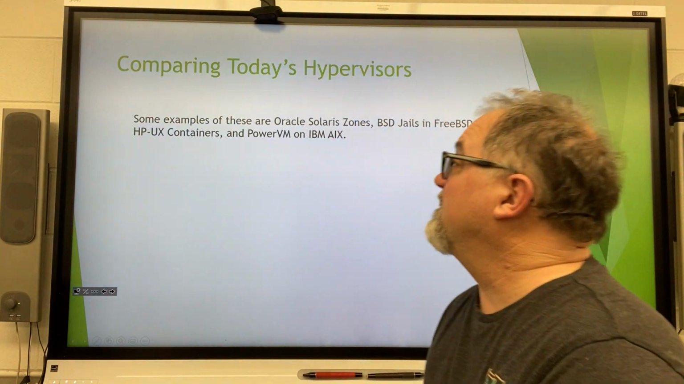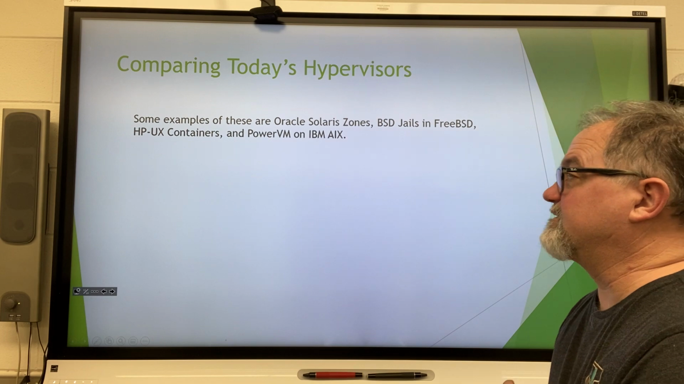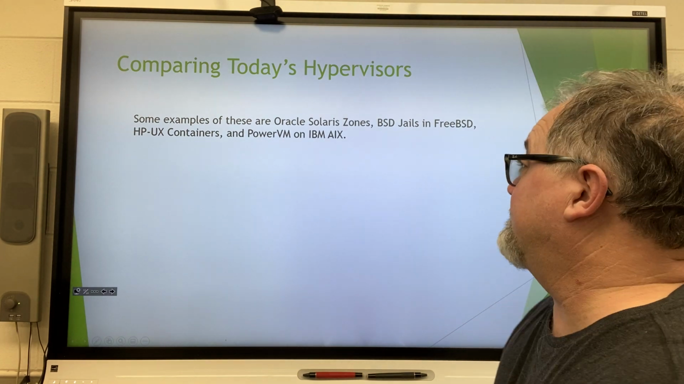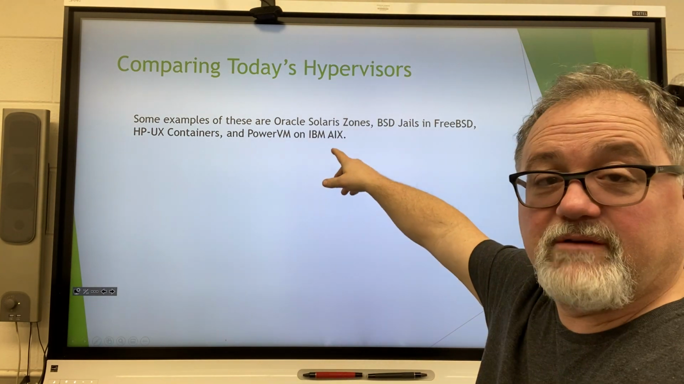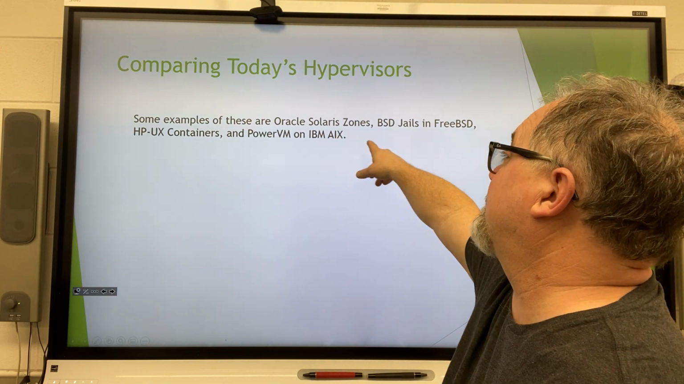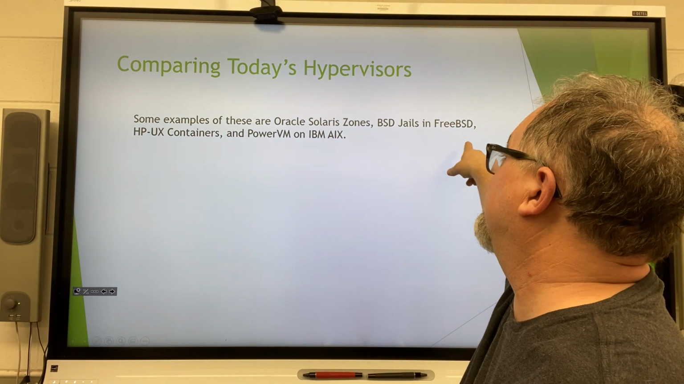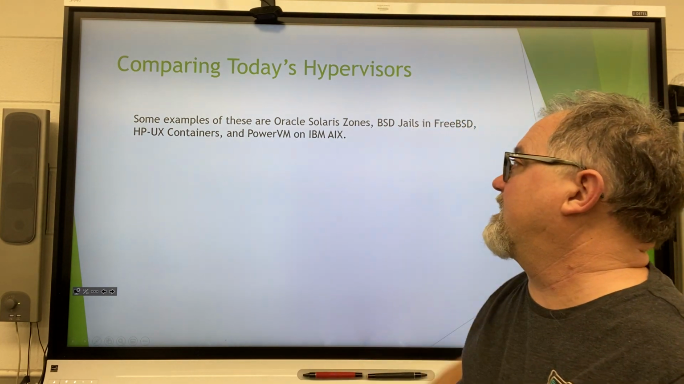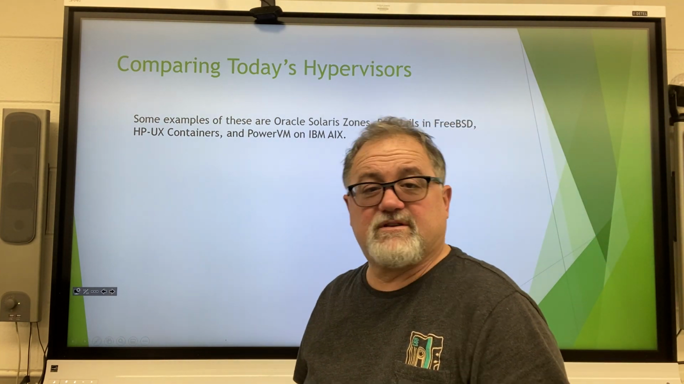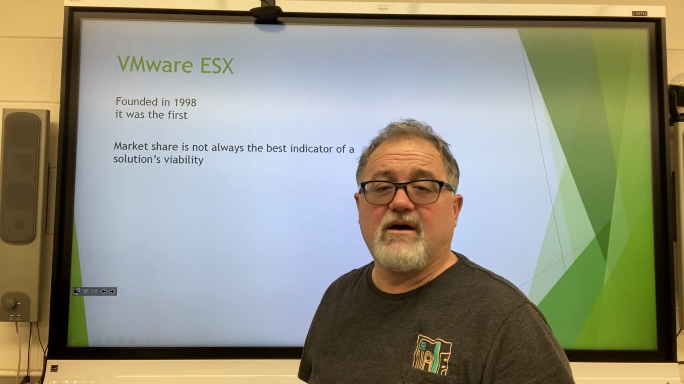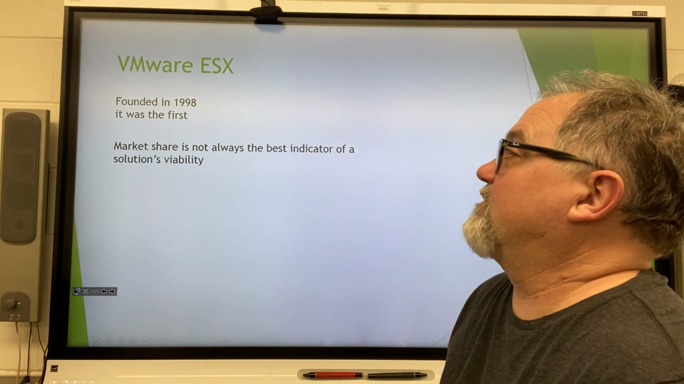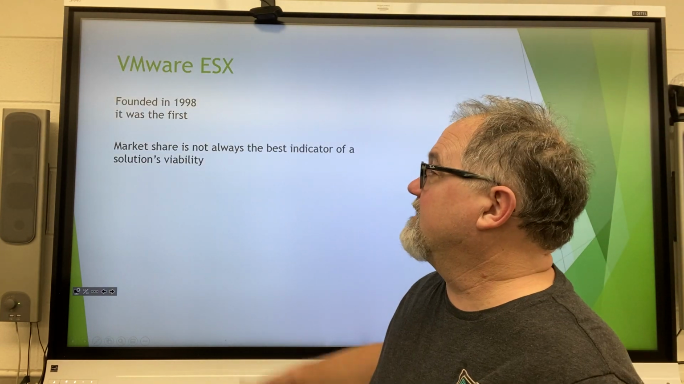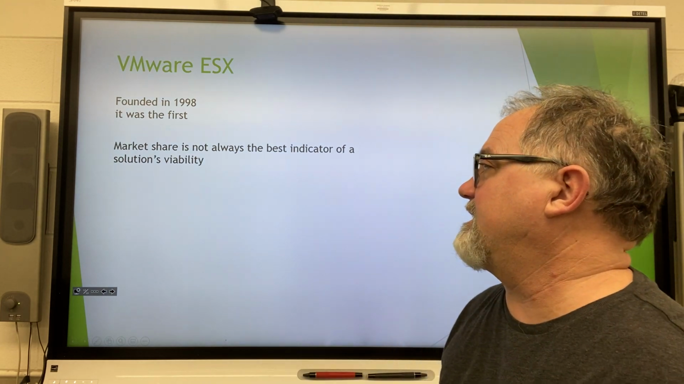All right. So compared to today's hypervisors, we're not going to go into a lot of this in depth, but it's in the book if you want to read about it. There's Oracle, Solaris Zones, BSD jails and FreeBSD, HP containers, and PowerVM from IBM and AIX. So there's just a few of the brand names. VMware was the first one. I'm going to talk about that briefly. It was founded in 1998.